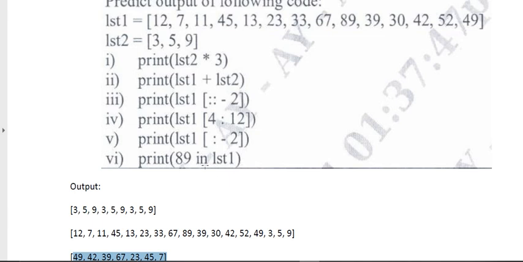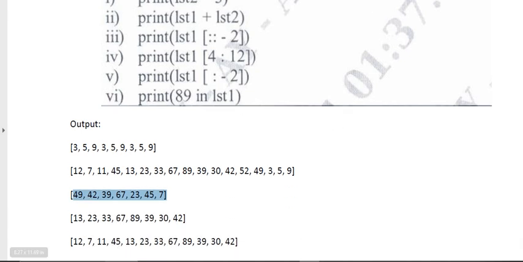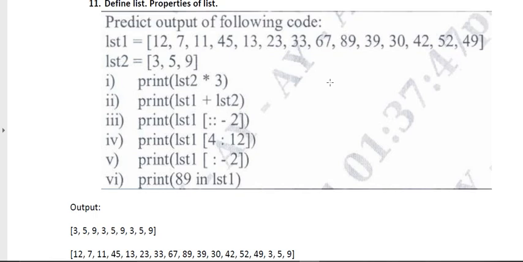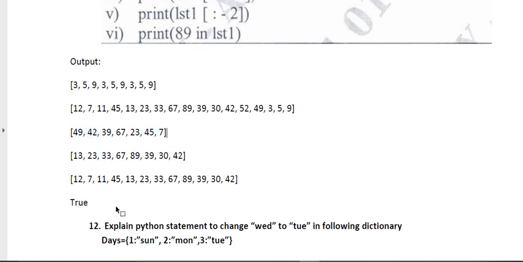So basically it is the in operator. It is checking whether 89 is present in list 1. If it is present, it will give true. If it is not present, it gives false. Since 89 is present here, the output would be true.